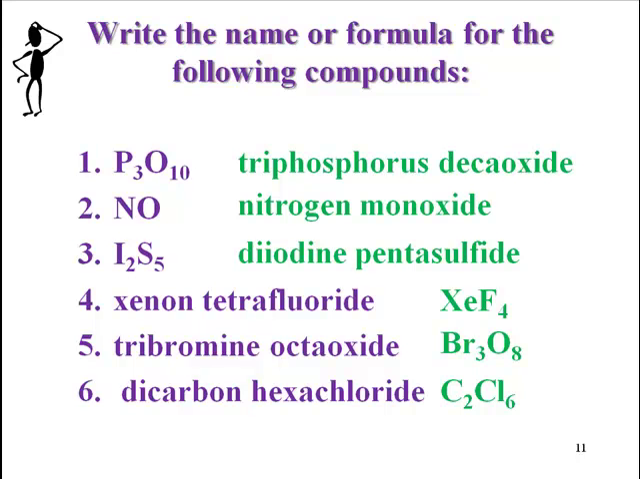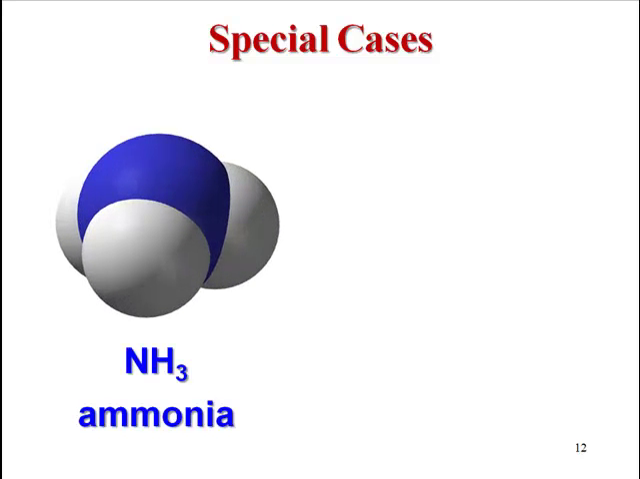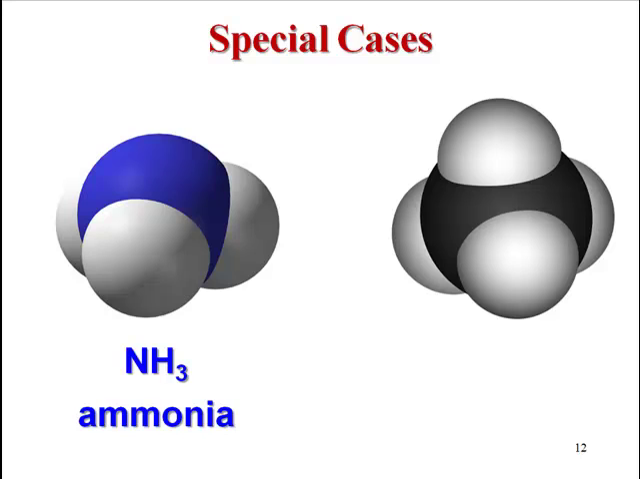So this is how we name binary covalent compounds. Now, there are special cases. So, first special case is ammonia. Ammonia's formula is NH3. If you named it according to binary covalent compounds, it would be nitrogen trihydride. However, it is usually referred to as ammonia because that is its common name. This is another common molecule that has its own specific name. It's called methane. Carbon tetrahydride because it has 4 hydrogens, but methane is what it's known as.